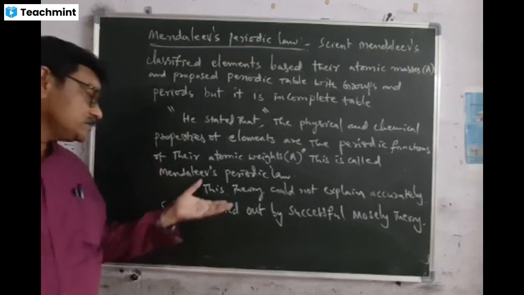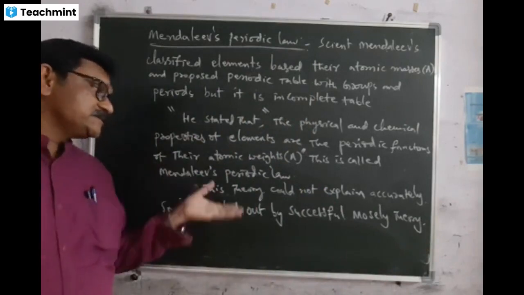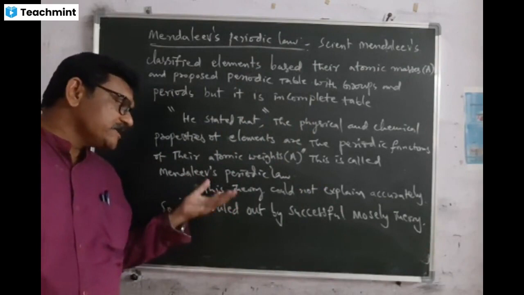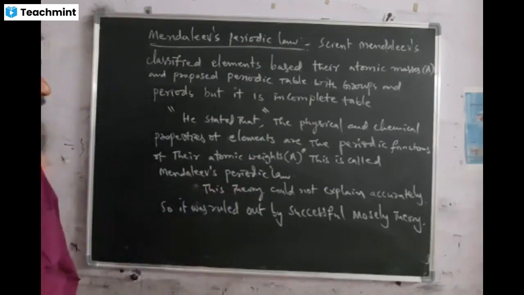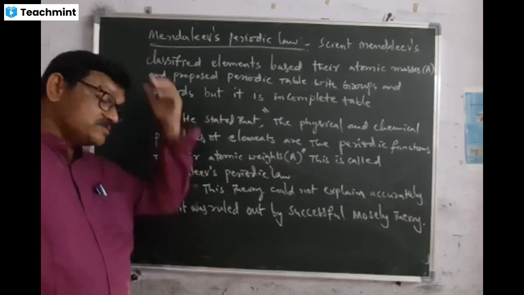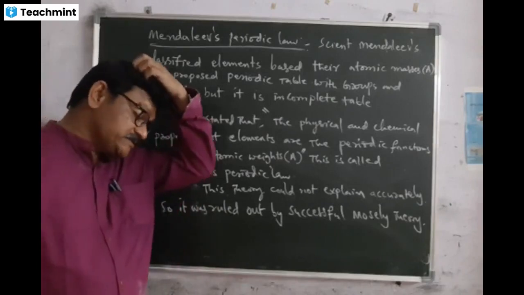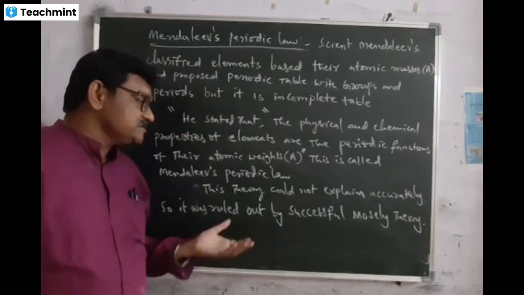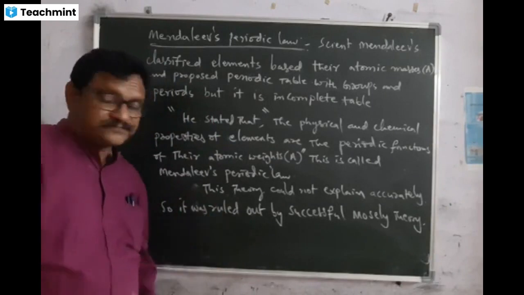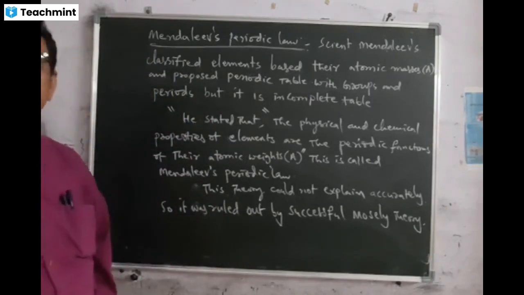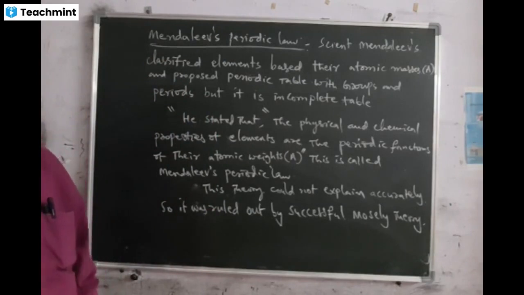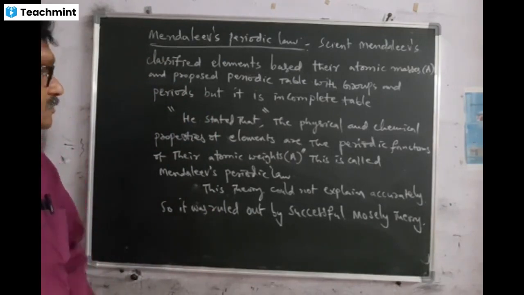Just write down, you have to copy down. By this theory, you can understand the classification and construction of the periodic table, and the necessity to study the periodic table. All those things you understood. Okay.